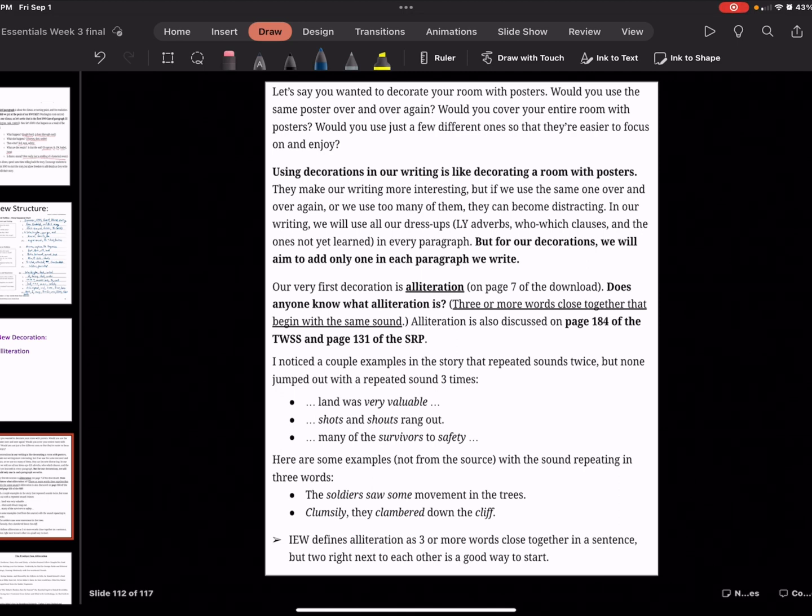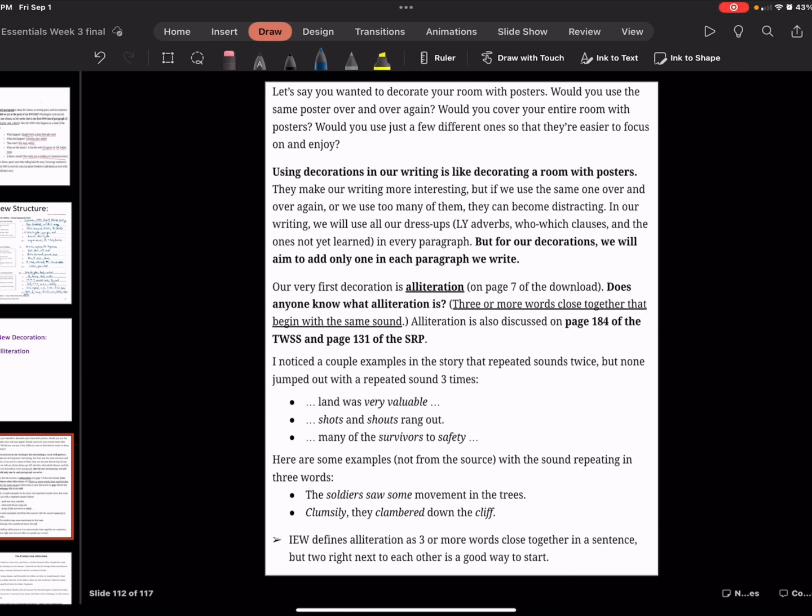Okay? Each paragraph. But for our decorations, we will aim to add only 1 in each paragraph we write. We don't want to have 15 ly adverbs in each paragraph. We don't want to have 15 who, which clauses in each paragraph, etc. We don't want all of those all the time in multiples.